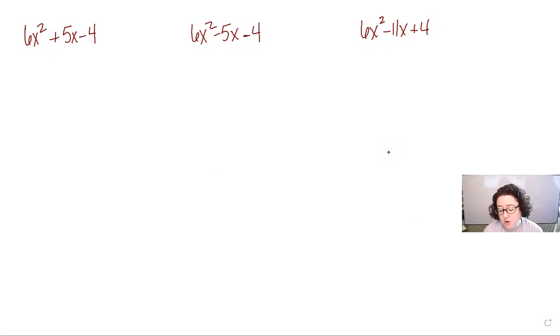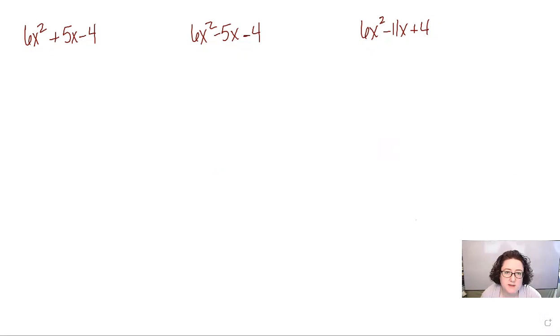Now, I still want to start the problem the same way. In every single one of these, I still want to multiply the first coefficient and the last coefficient and start brainstorming my list. So I'm just going to do a big list. Every single one of these, I'm still multiplying the 6 and the 4 to look at my different factors. However, slight difference here.